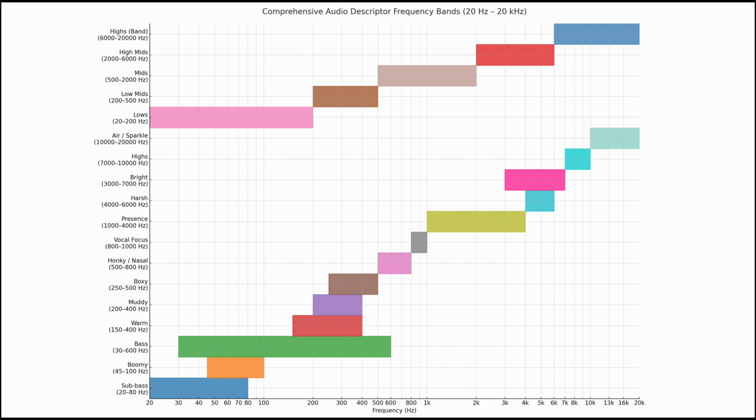Boxy might be good, might be bad, depending on what you're going for. If you're making some boom bap hip hop, you're going to want that boxy sound. If you're making a rock record, you don't want that boxy sound. 500 to 800 hertz is that honky nasal region. And I consider 800 to 1000 to be the vocal focus. Now, I don't mean that that's where it's easiest to focus on a vocal.